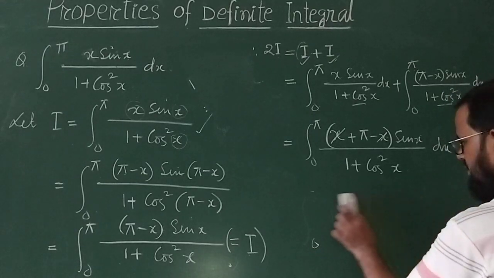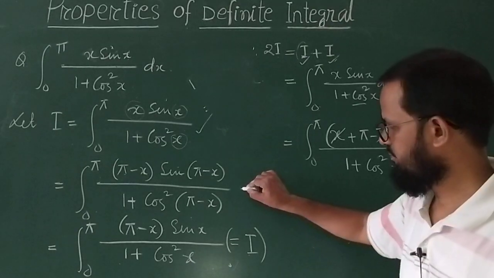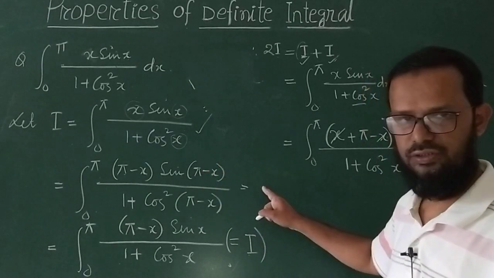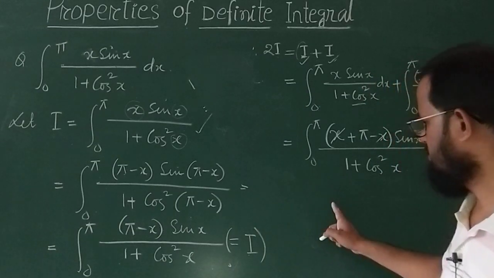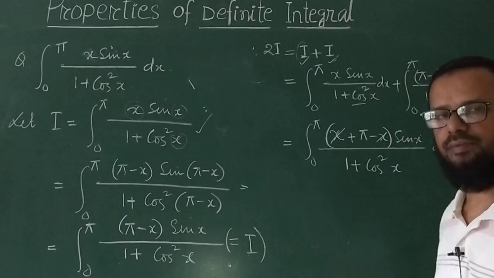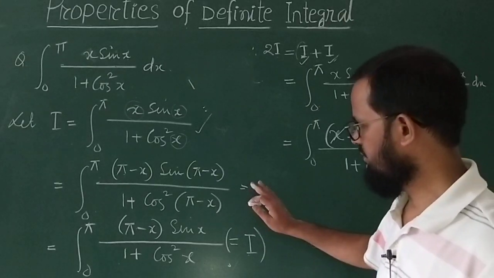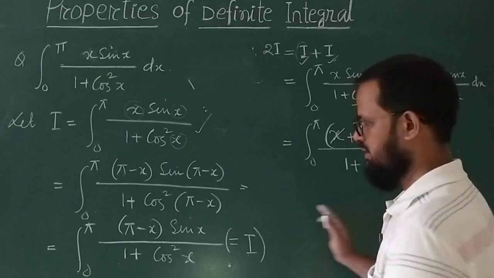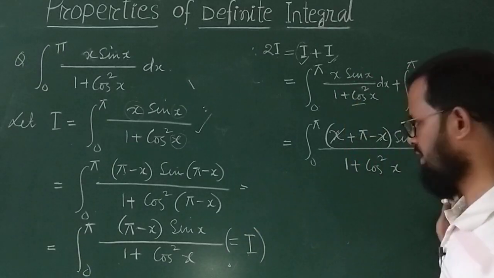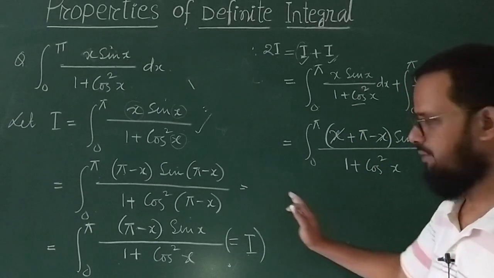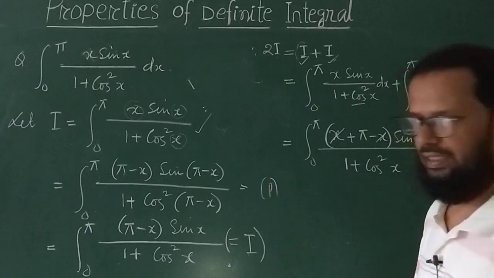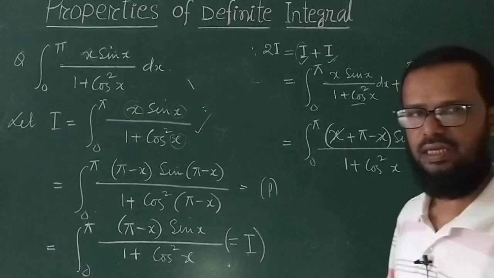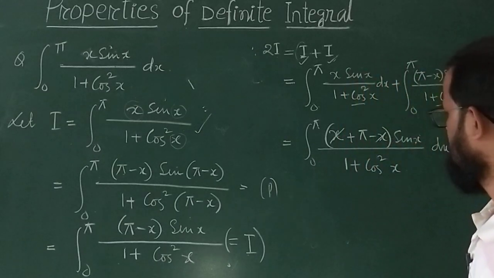Very interesting is that in this particular step, you have used a property. What is the property? Integration 0 to a f(x) dx is equal to integration 0 to a f(a minus x) dx. You have applied it. My advice is that you write the property on the side. Whichever property you used, write it on the side. I am not writing it, you have to write. The property is integration 0 to a f(x) dx is equal to integration 0 to a f(a minus x) dx. Understood?